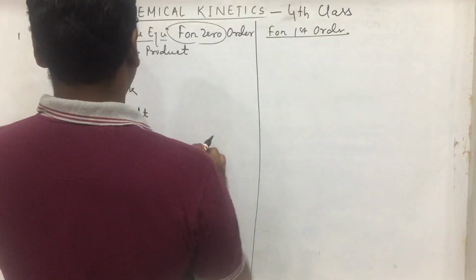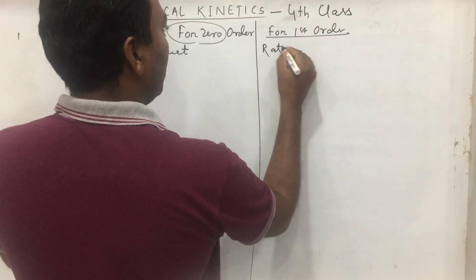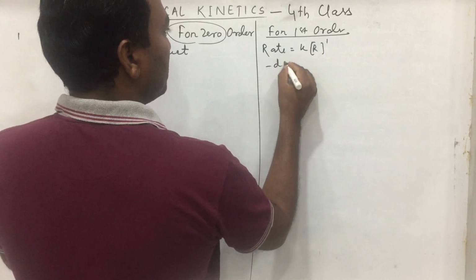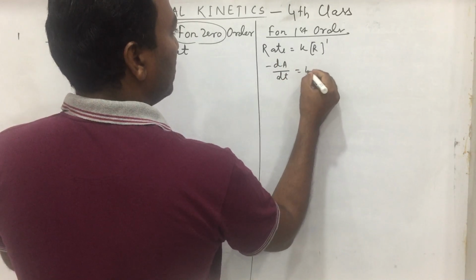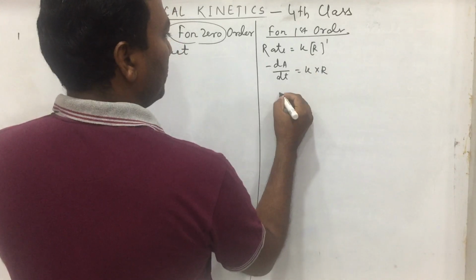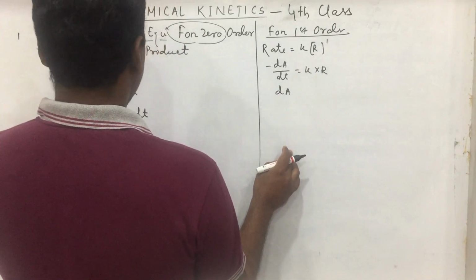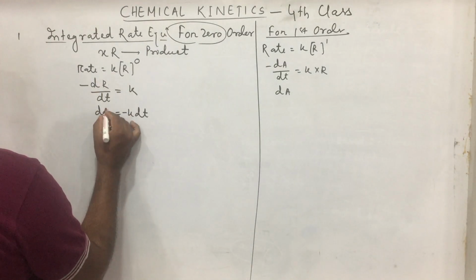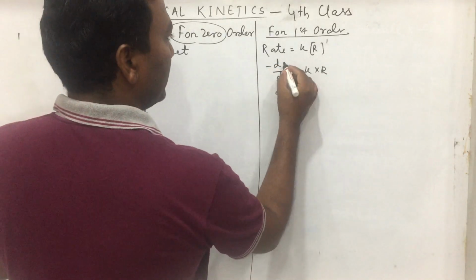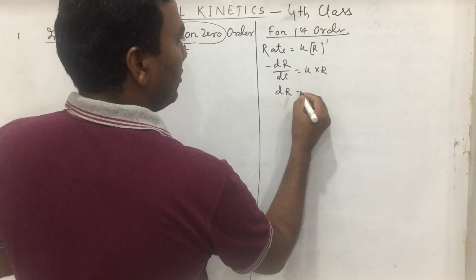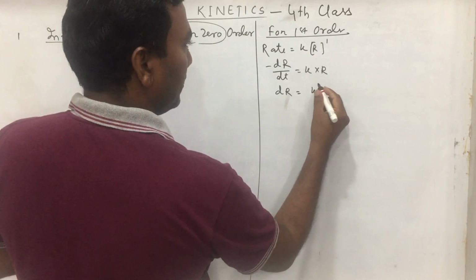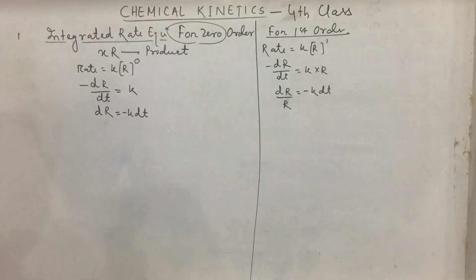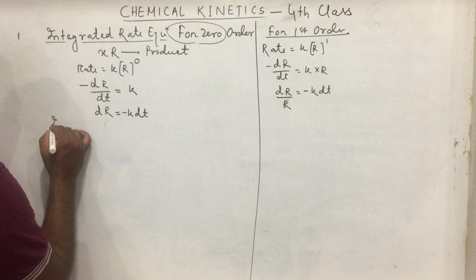Similarly, for first order, what can we write? First order rate equals K into R to the power 1. So minus dR by dt equals K into R, or dR by R equals minus K dt. Clear? Now integrating both sides.